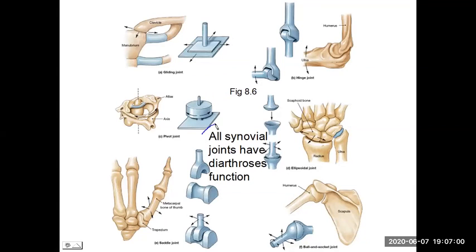So to finish this section with the joints, just reinforcing this again, all of our synovial joints, and you can see from this figure, there's actually a diversity in various shapes of synovial joints. But all synovial joints have that diarthrosis flexibility. So the much more commonly flexed and moved, much more movable joints have that synovial anatomy to them.